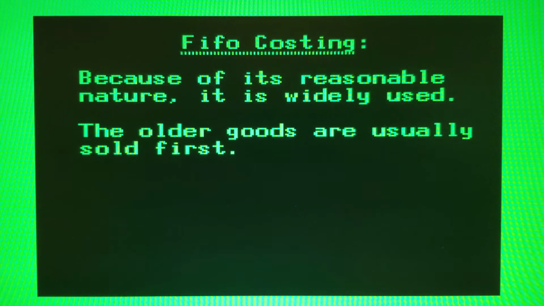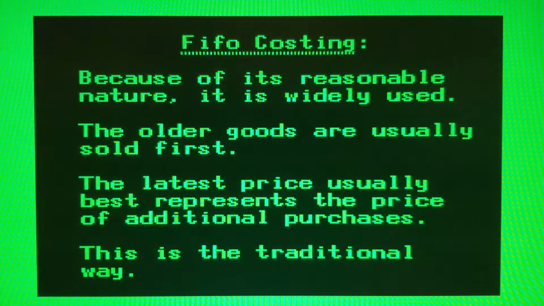FIFO costing, because of its apparently reasonable nature, is widely used. The older goods are usually sold first for obvious reasons. Further, the latest price usually best represents the price of additional purchases when necessary. Also, this is the traditional way, and the basic values of accounting are based on tradition and consistency with previous practices.